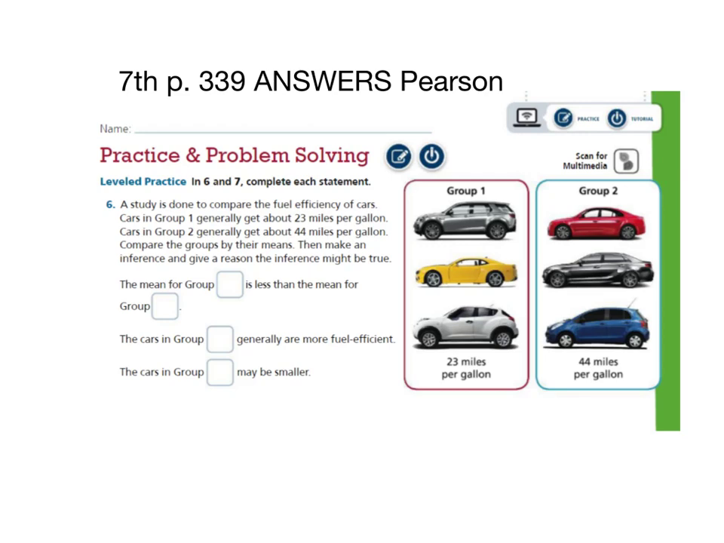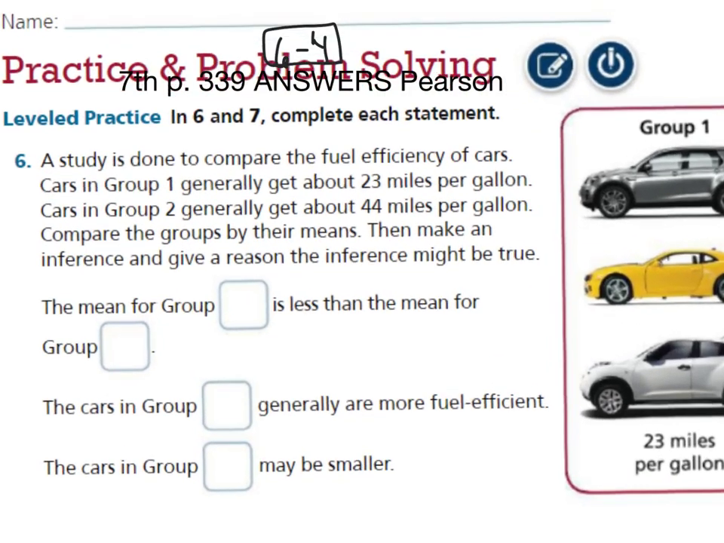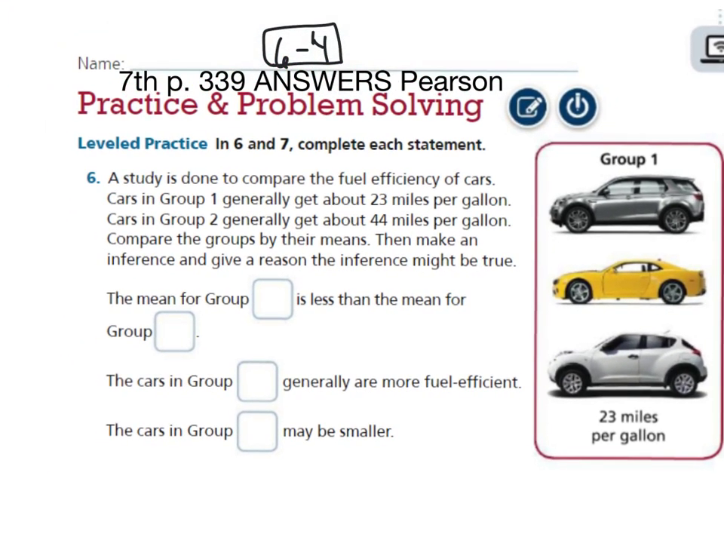Page 339, we're going to go through the answers for lesson 6-4 in case there were any of these you had questions on. So number 6, they did a study of fuel efficiency of cars, and the information's over there to the right as well as in the paragraph here. And they are asking about the means.